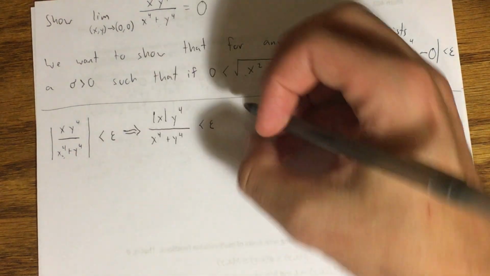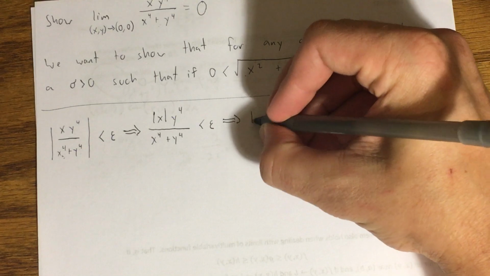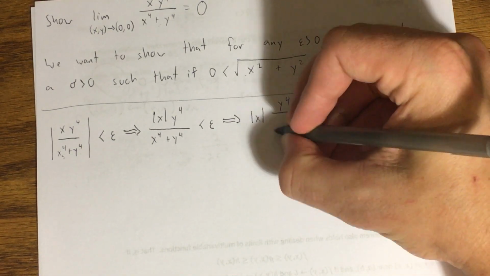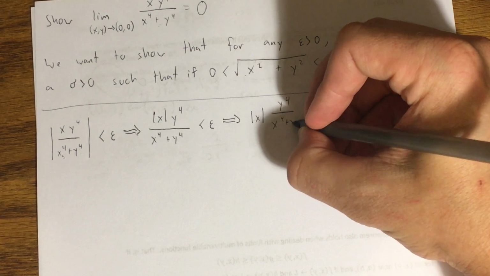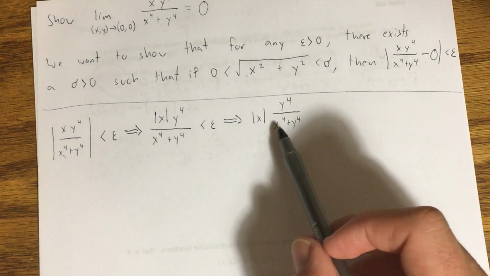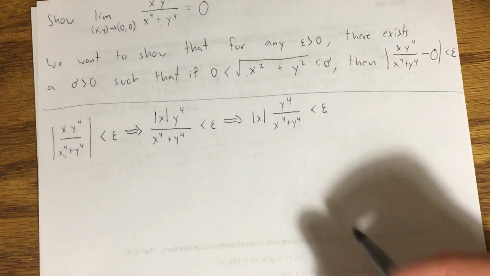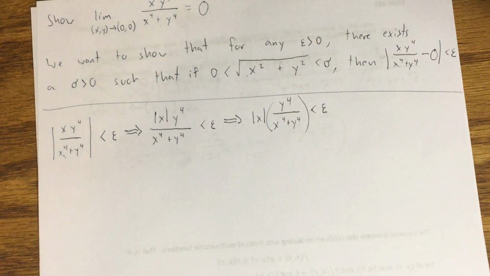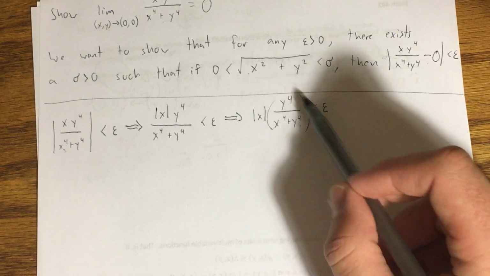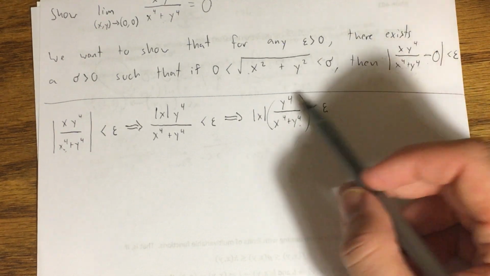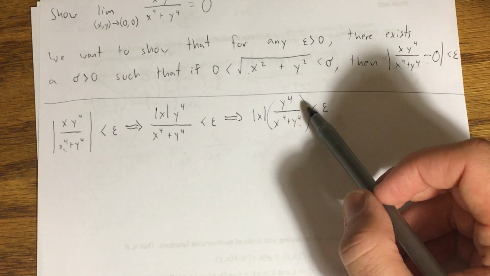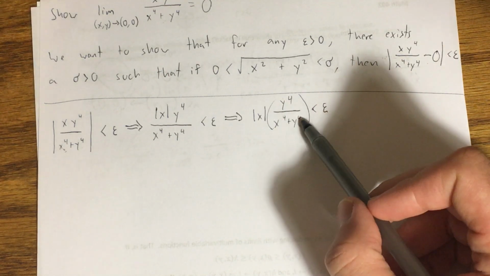That's less than epsilon. Okay? Now, I can bring that absolute value of x out to the front here, and that leaves me with y to the fourth over x to the fourth plus y to the fourth. Okay? Now this thing is what we want to be less than epsilon, and I want to focus primarily on this part right here. That y to the fourth over x to the fourth plus y to the fourth, we know that that's going to be a positive number, or non-negative. Y could be 0 technically. But beyond that, we can also say with certainty that this quantity is less than or equal to 1.